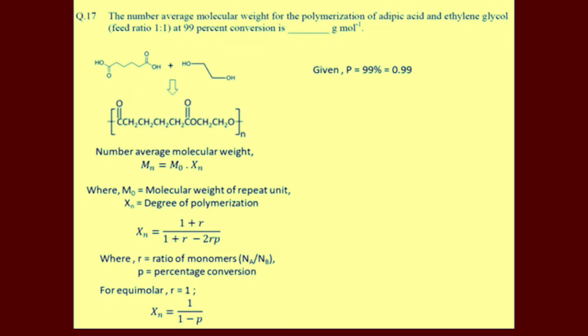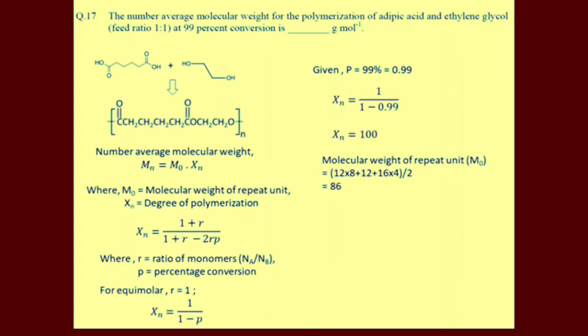As percentage conversion is given, we can put that value in the equation to calculate degree of polymerization. To calculate molecular weight of the repeat unit, we can simply add the atomic weight of all the atoms and then divide it by 2. The molecular weight of the repeat unit is 86. As we know degree of polymerization and molecular weight of the repeat unit, we can calculate the number average molecular weight of the polymer by simply multiplying the two. And the answer is 8600 grams per mole.